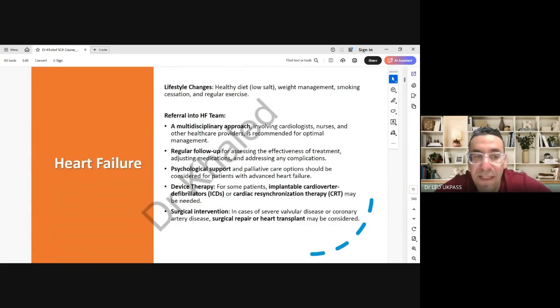Yes, of course, you're going to speak about lifestyle changes. Again, healthy diet, low salt, because salt can cause fluid retention in the body. So we need to discuss a low salt diet, weight management, smoking cessation as well. You can also refer to the heart failure team. We discussed when to refer the patient to the heart failure team, both cardiologists, nurses, and other healthcare providers, to provide him with optimal care and optimal management. They can also do regular follow-ups. We spoke about psychological support as well with any patient who's having a long-term medical condition.